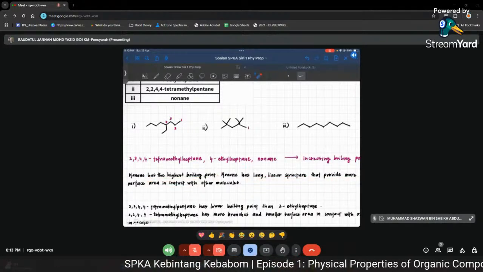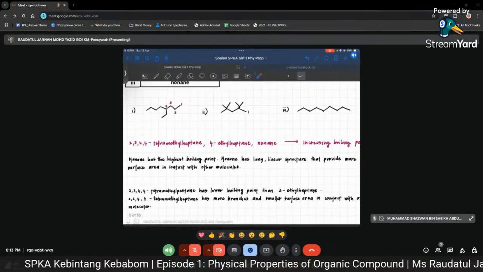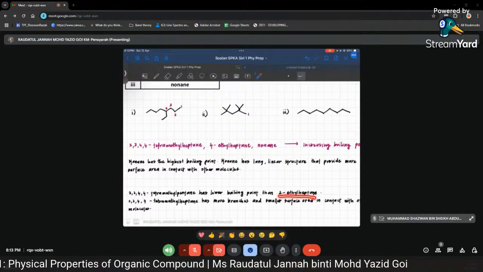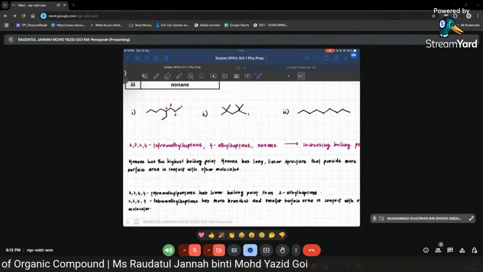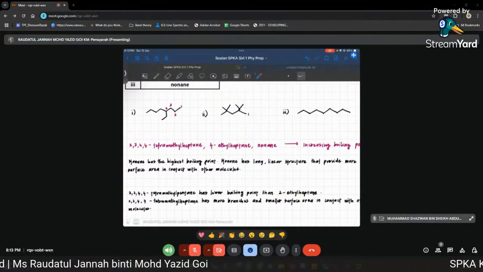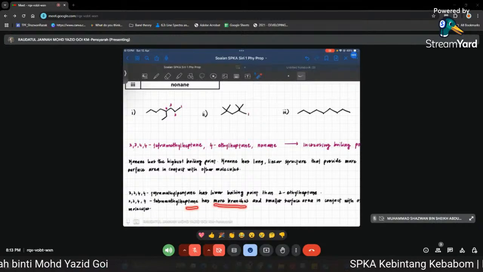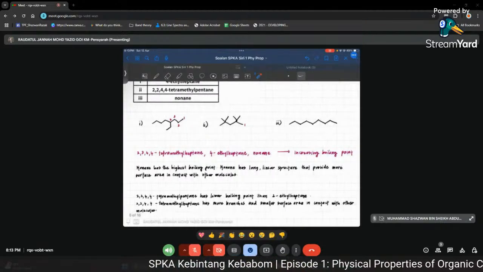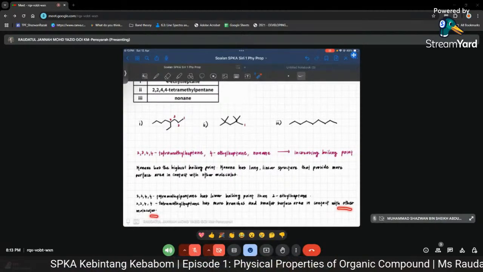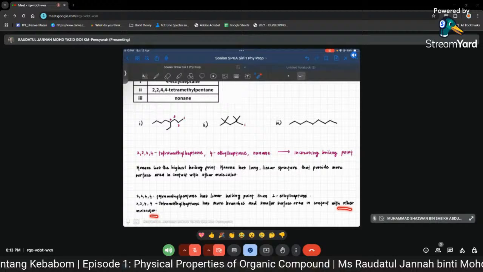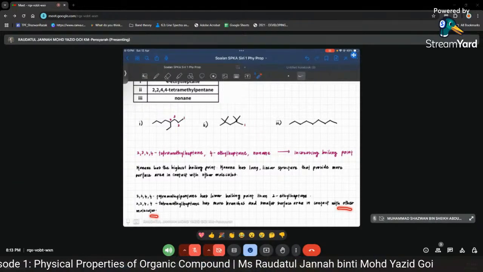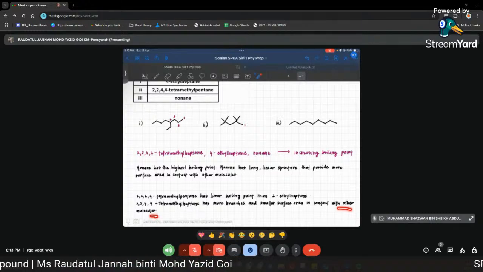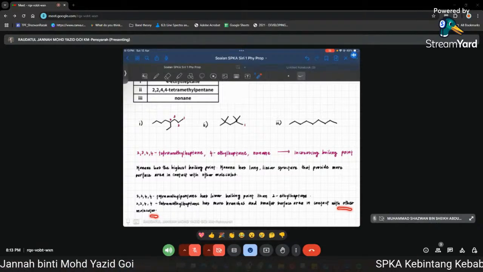Okay, and for this one here, 2244 tetramethylheptane has the lowest boiling point compared to 2-ethyl-heptane. And the reason why, sebab you punya 2244 tetramethylheptane has more branch and has a smaller surface area in contact with other molecules. Okay, sebab lagi sikit surface area in contact means tak banyak intermolecular forces that can actually exist between those molecules. So that's why you have the weakest intermolecular forces among these three.